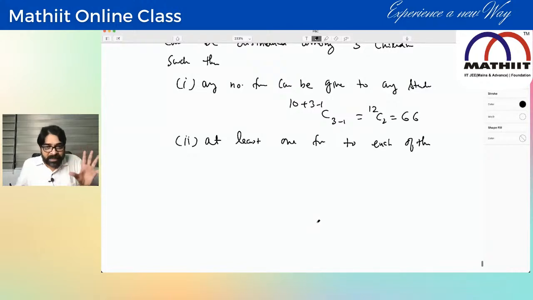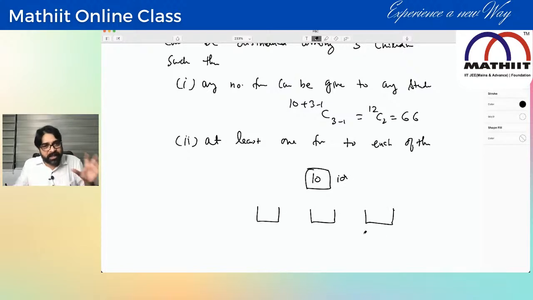Okay, basic logic applies. I have to send 10 identical objects into 3 boxes. I mean, they are children, but imagine boxes. Three boxes: Chanku, Manku, Tanku. At least one, everyone should get it. Please listen everyone carefully. At least one, everyone should get it. What will I do? Achha. Everyone should get one, so why not give one to each of them?